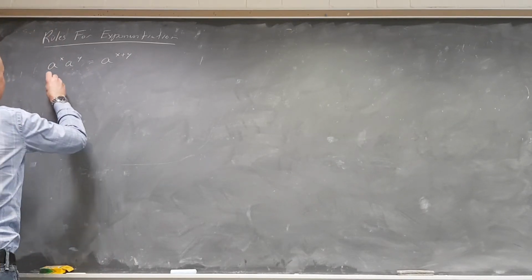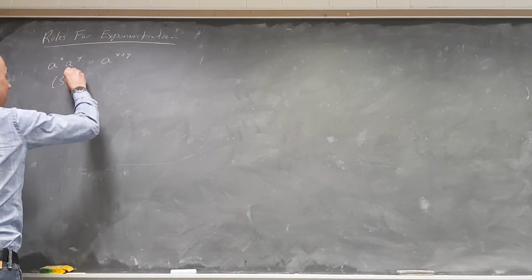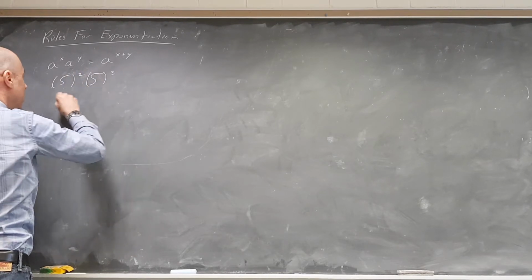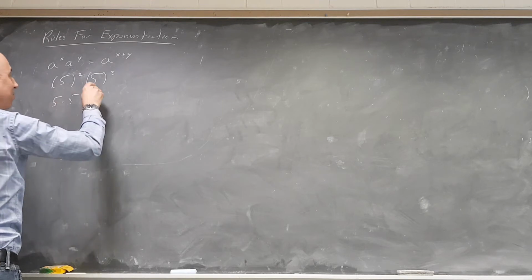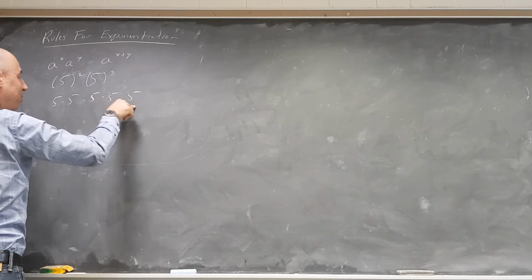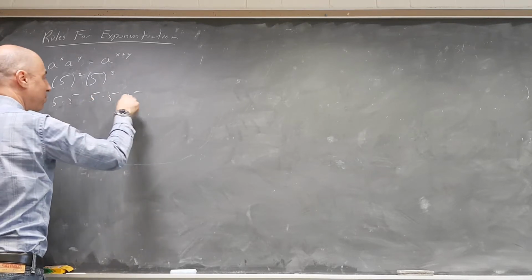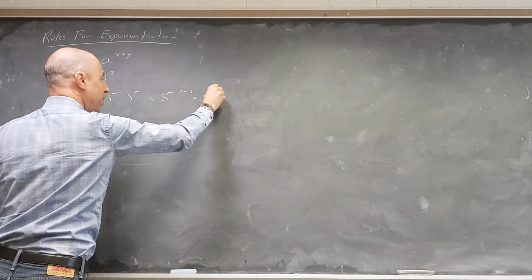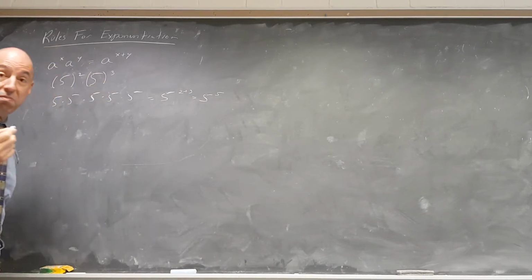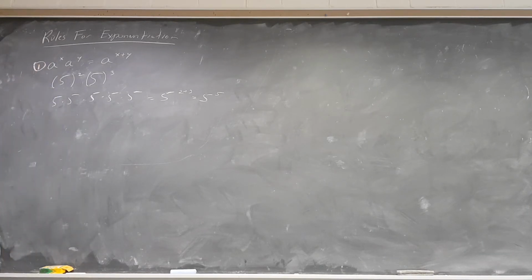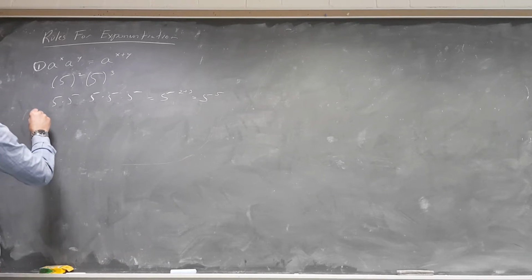If I give you something like 5 squared times 5 cubed, 5 squared is 5 times 5, and 5 cubed is 5 times 5 times 5. If I multiply those all together, I have 1, 2, 3, 4, 5 fives. So 5 to the 2 plus 3, or 5 to the 5th. So this is one rule for exponentiation. When you multiply powers with the same base, you add the exponents.